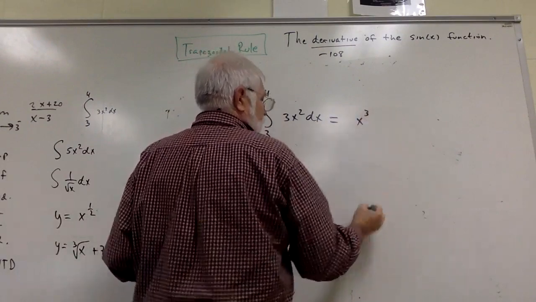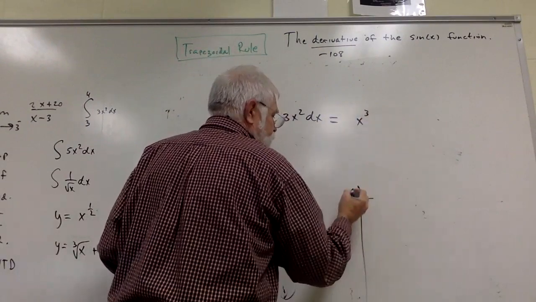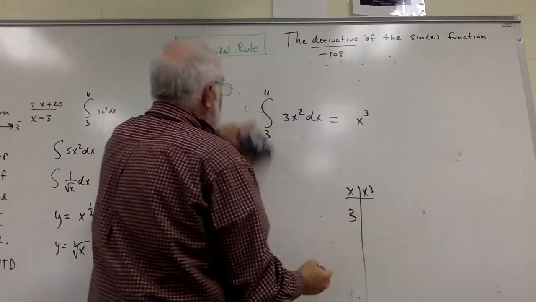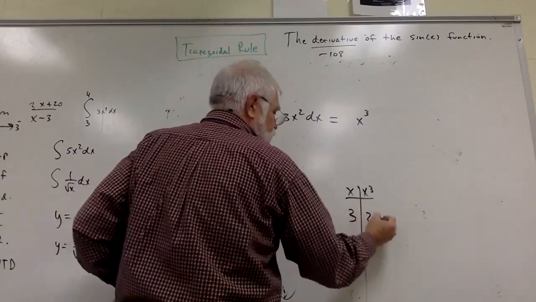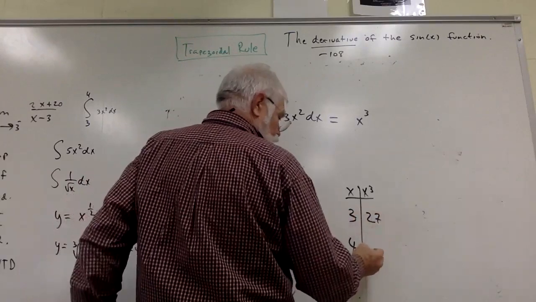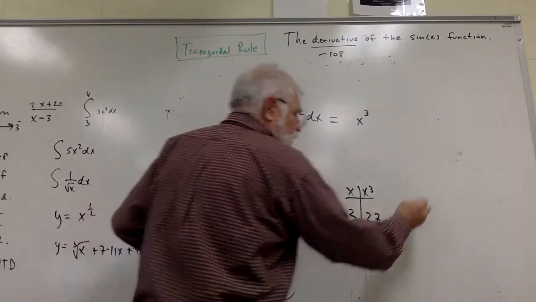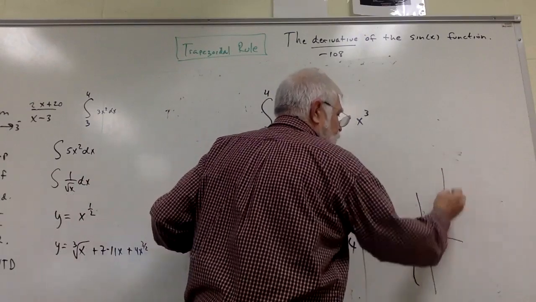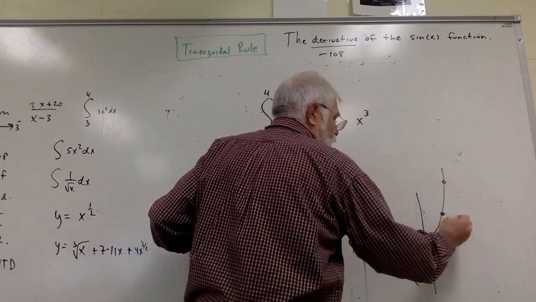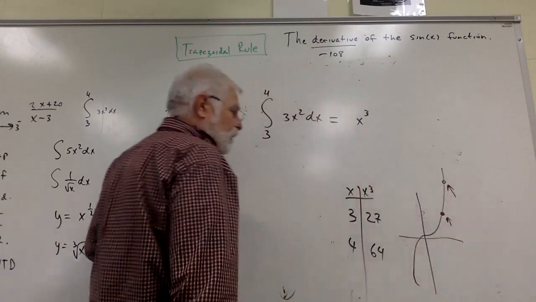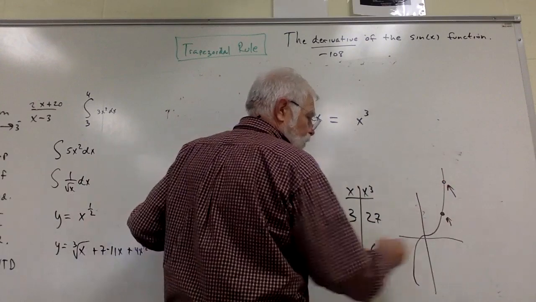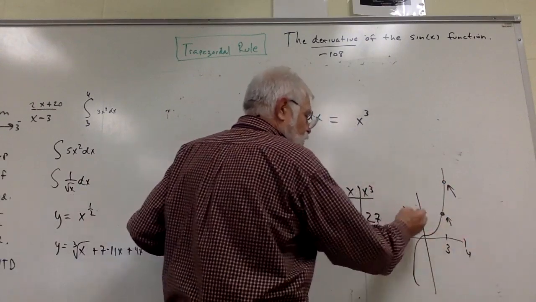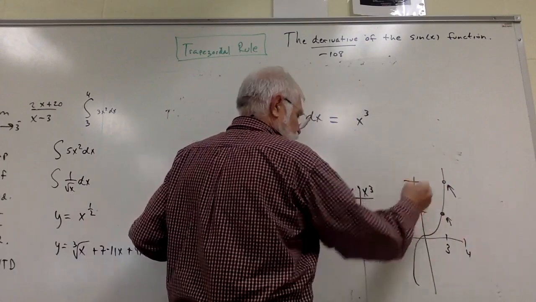And we are looking at the x cubed table at 3 and at 4. 3 cubed is 27. 4 cubed is 64. You are looking at the x cubed function and you are looking at the net change in the y values from 3 to 4. So from 3 to 4, my y values change from 27 to 64.